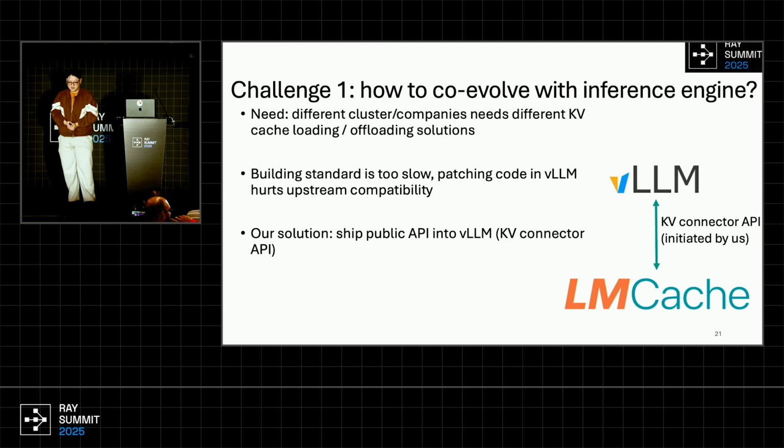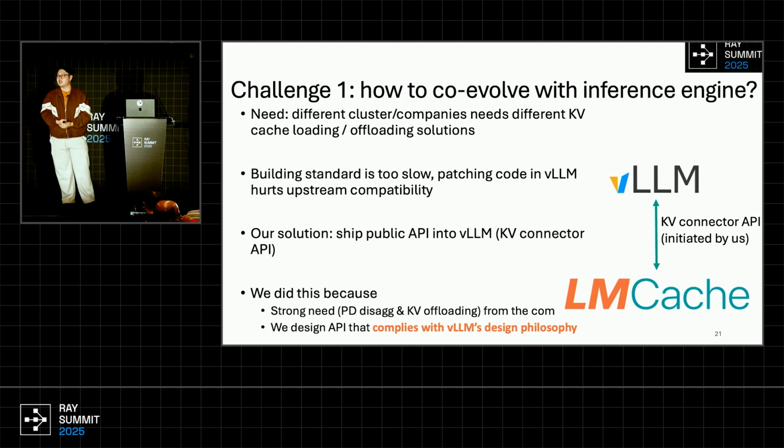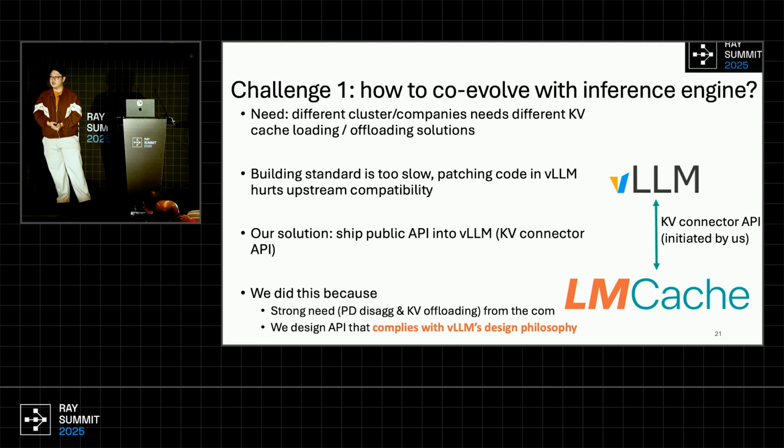And I guess that's one of the key components of making LMCache successful, because people in open source typically don't take that route. They don't build a public API in another open source project, and we did it. Why did we do it? The first reason is, of course, there's a strong need in the community that requires this API. Examples of the API are PD disaggregation and KV cache offloading.